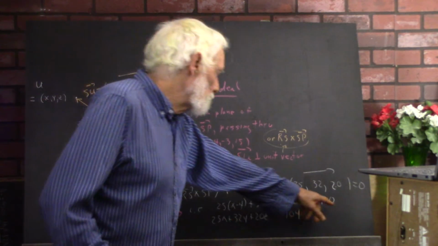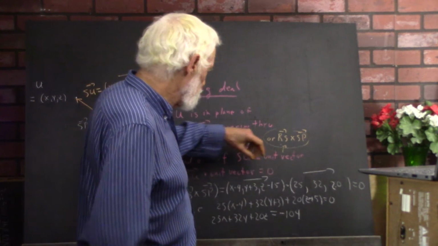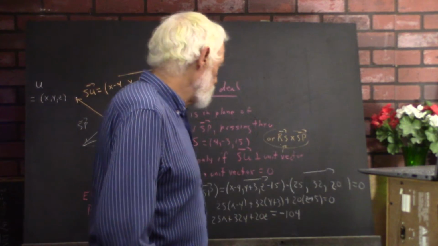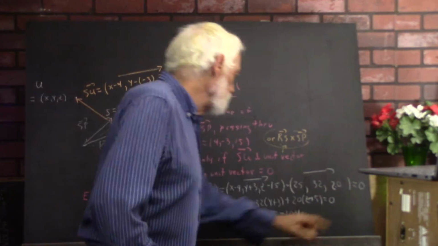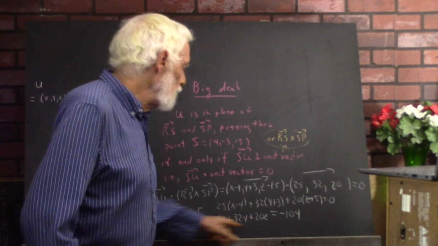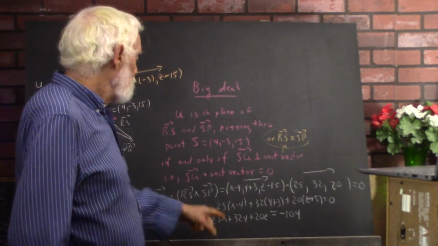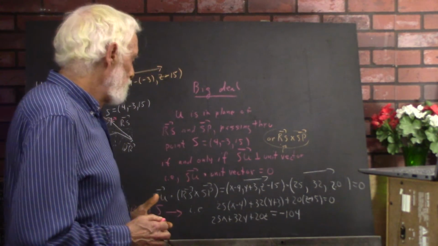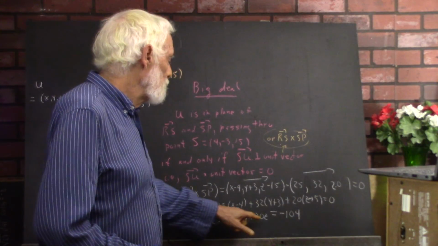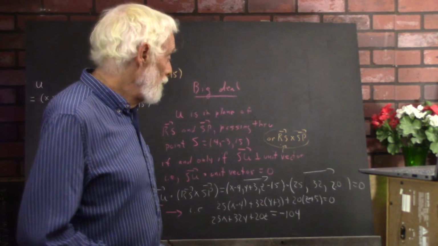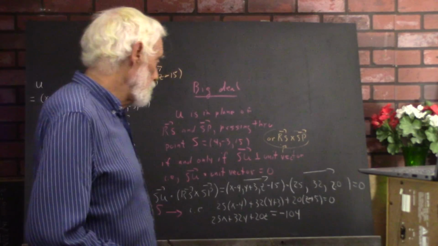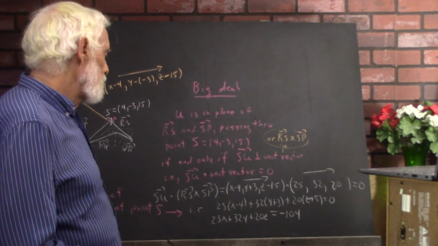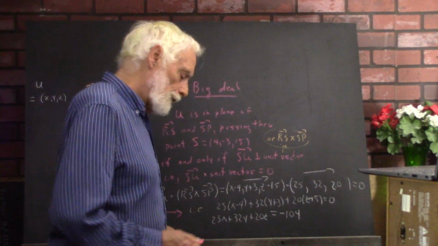And I just do that dot product, which is very easy. X minus 4 times 25, Y plus 3 times 32, Z minus 15 times 20. There it is, equal to 0. And I get this equation. So now we have an equation of the plane, in that a point is in the plane if its x, y, z coordinates satisfy this equation. Now I assume I did the arithmetic right to get that negative 104. Just look at it again, I think it's right.